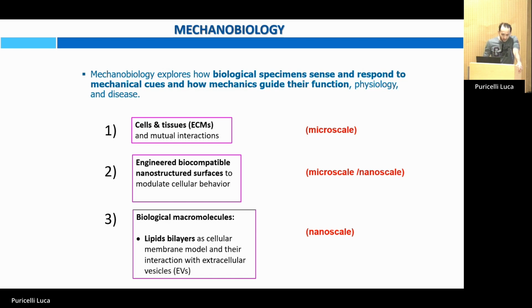I will show you a few examples of biomechanical measurement by atomic force microscopy on different biological specimens, for example, cells and extracellular matrices on different scales too, for example, cells and tissue mainly on the micro scale. Then I will show you an example about the interaction between cells and engineered biocompatible surfaces produced in order to mimic the extracellular environment. We will see some features on the micro scale as well as on the nanoscale.